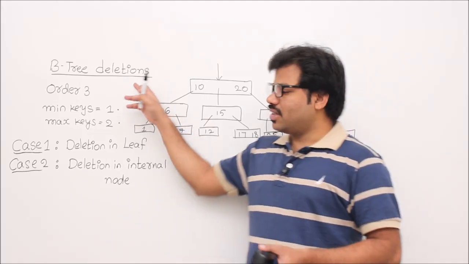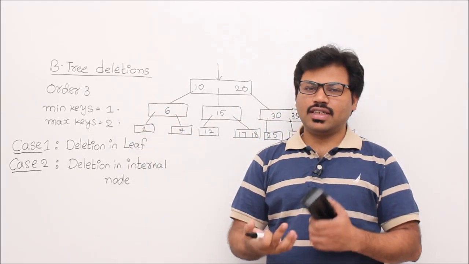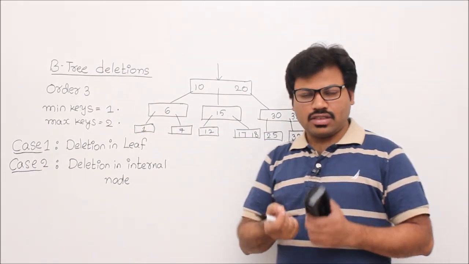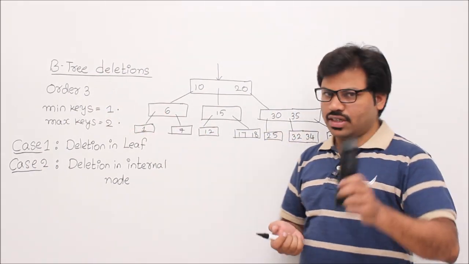Now we'll see B tree deletions. So far we have seen B plus tree deletions and we understand them. In the same way we can do B tree deletions, but there is a small difference. I will show you what the difference is.